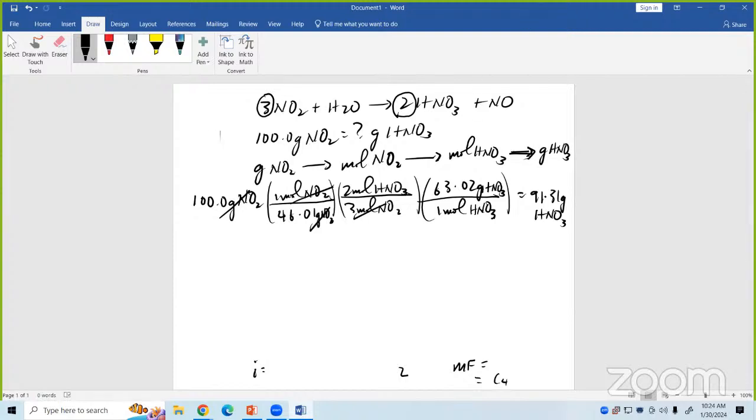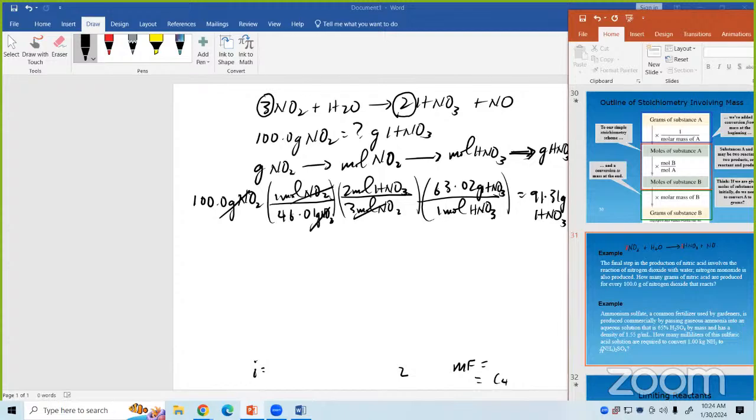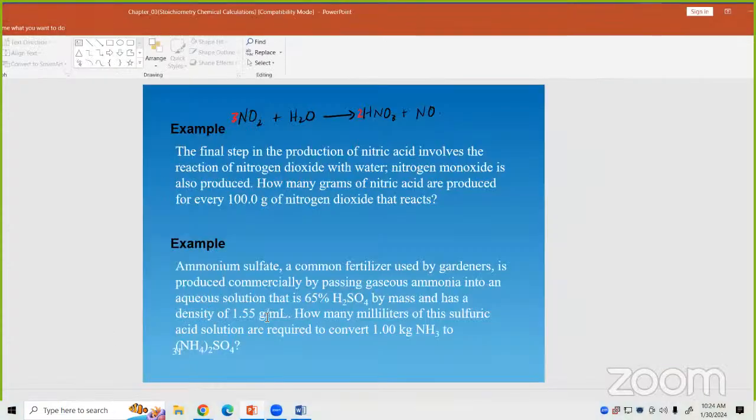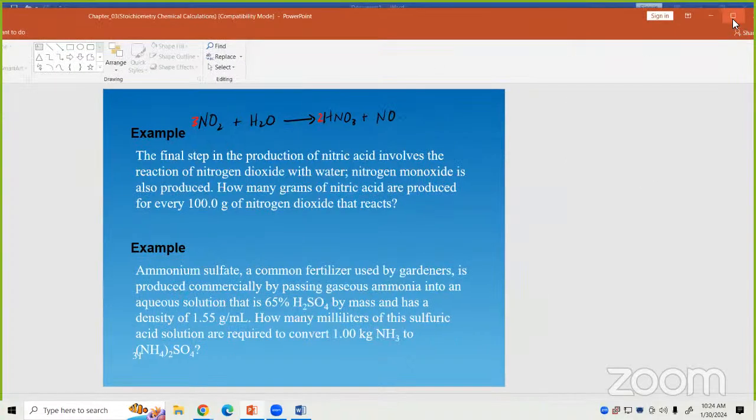The next one, again, you're not given an equation. You're given information based on which you're going to write down the equation. So that will be the first thing we need to do. It gives you the percentage of sulfuric acid, which is one of the reactants. It gives you the density of that solution. And it's asking how many mL of this solution are required to convert 1.00 kilograms of ammonia to ammonium sulfate. Based on the information provided, what are the reactants and what are the products? Let's start off there.